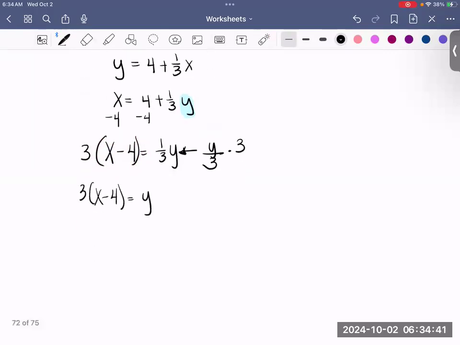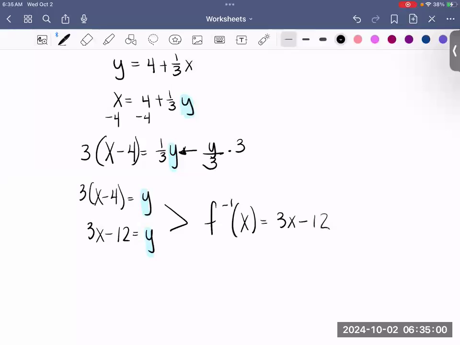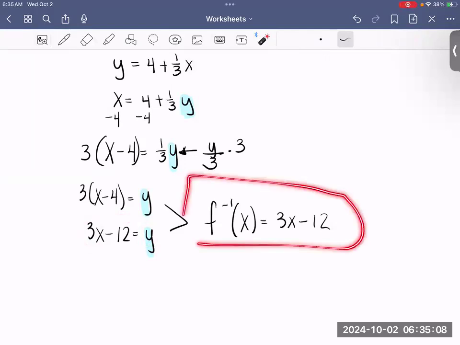Now that is one alternate answer if you wanted to distribute your 3. This would be another answer. But now that y is all alone on one side, we can then go ahead and say f inverse of x is equal to 3x minus 12. I would likely do this one because it looks more like a linear take on this function. So this one is probably the better option.